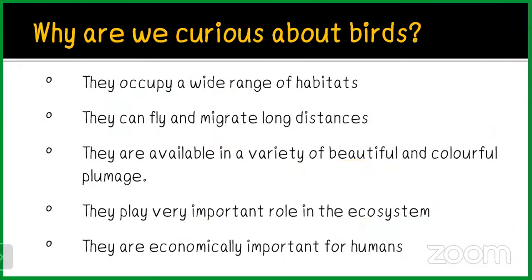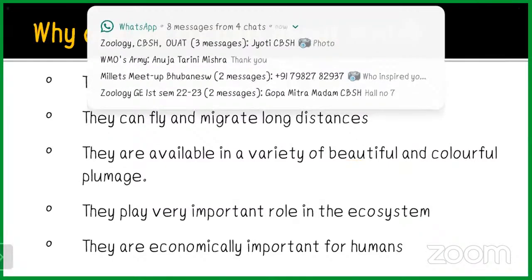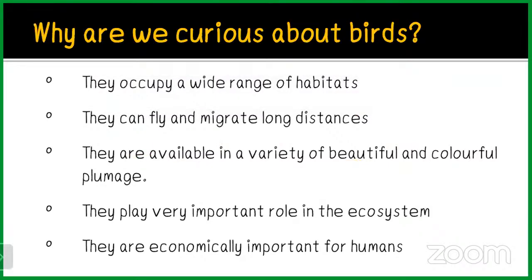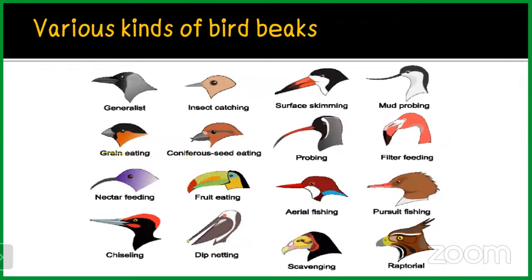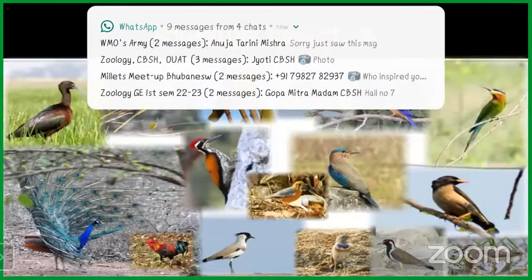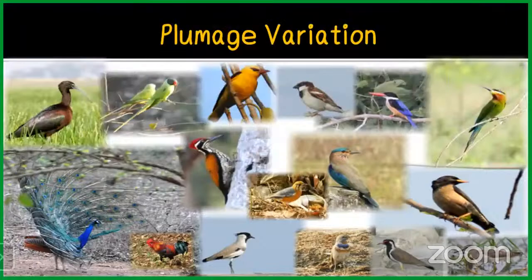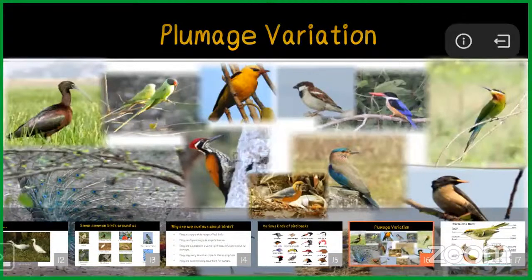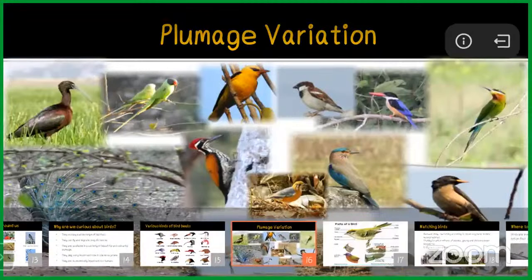So, I just want to sum up why we are curious about birds. We have been exploring a lot about birds, but the main question comes with the diversity in their eating habits. It is important that the birds need to be identified now, right? You see, there is plumage variation in birds, with different kinds of feathers and various kinds of beaks they have. With this diversity, we start identifying birds.